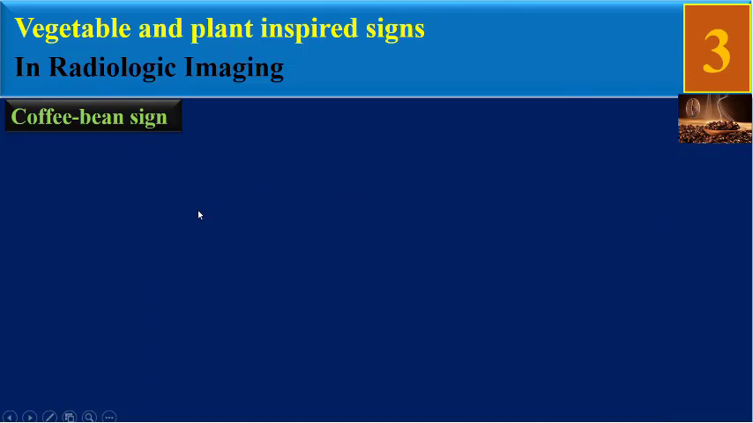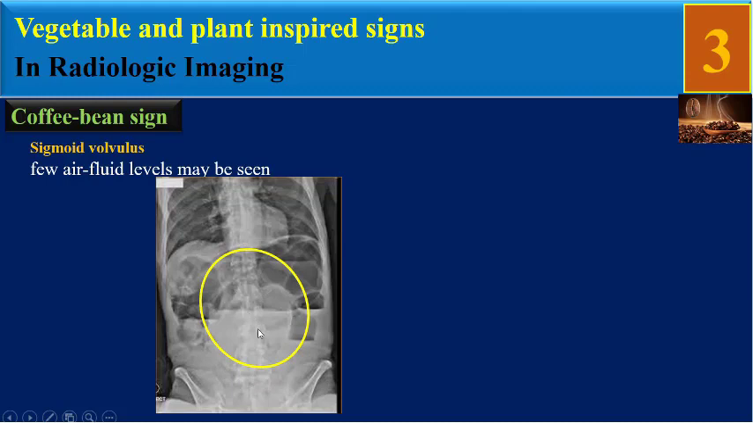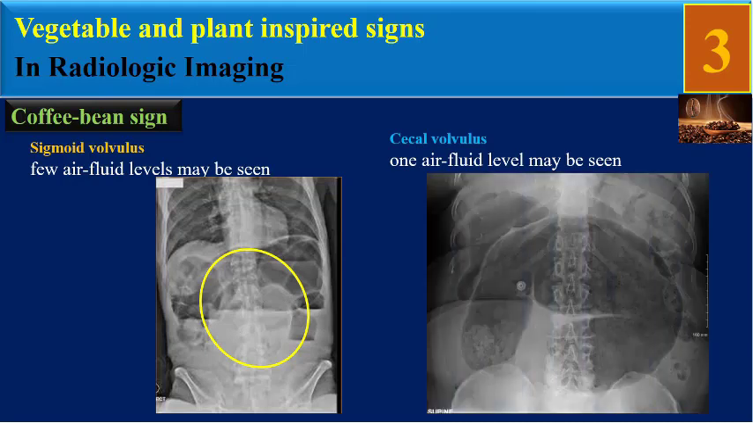In sigmoid volvulus, a few air fluid levels may be seen. As we can see in this erect position abdominal radiograph, a shadow of coffee bean sign, and also a few air fluid levels. But in cecal volvulus, usually there are no air fluid levels, but one air fluid level may be seen sometimes.